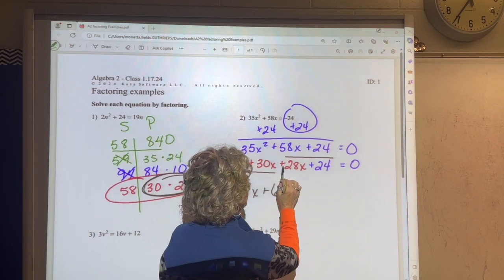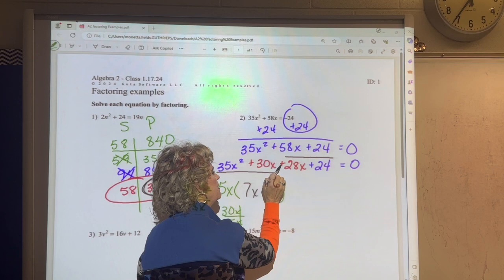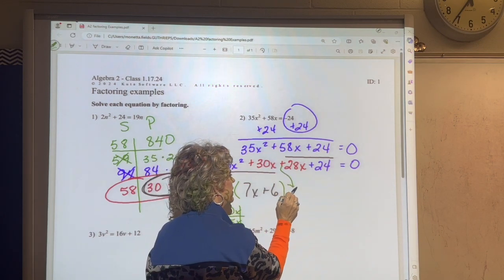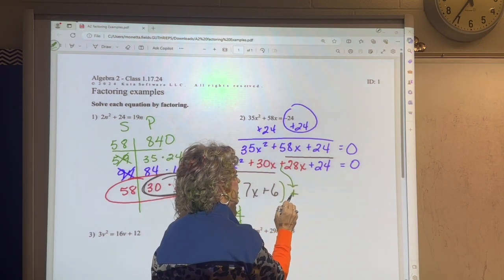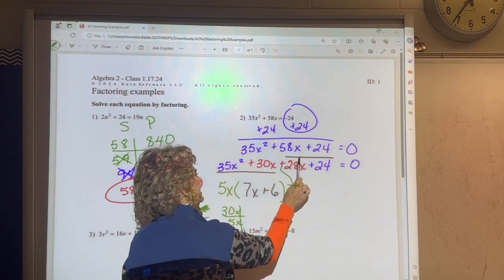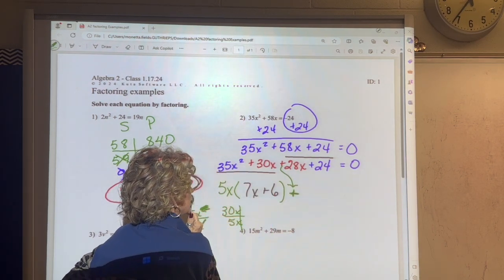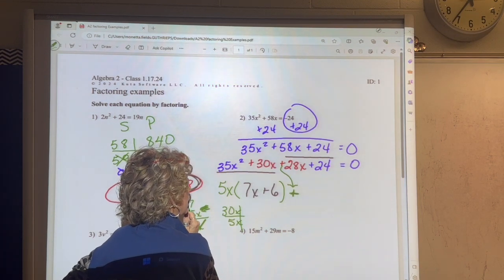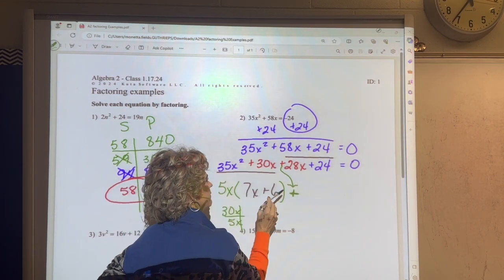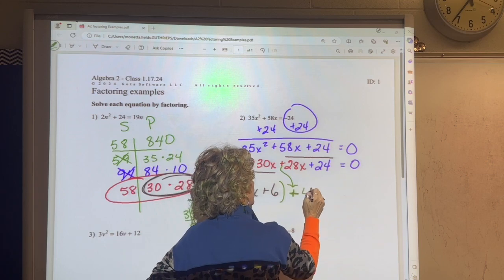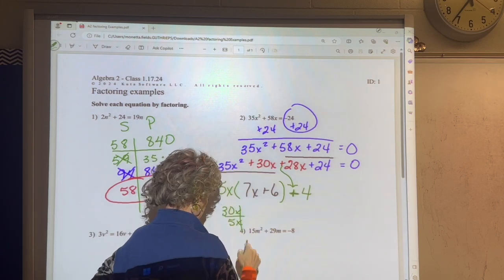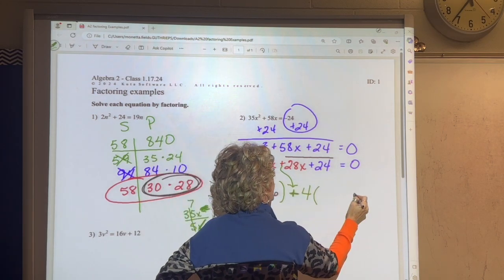So now I'm going to go to my second one, my second grouping. Okay. I've got my 28x and my 24. But remember, this sign, we don't care what it is, but that one's coming down. That sign's coming down. So 28 and 24. Well, I need it to look like a 7. So if I take a 4 out, 4 comes out.